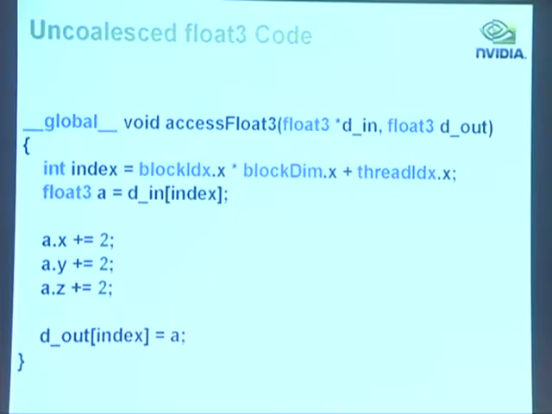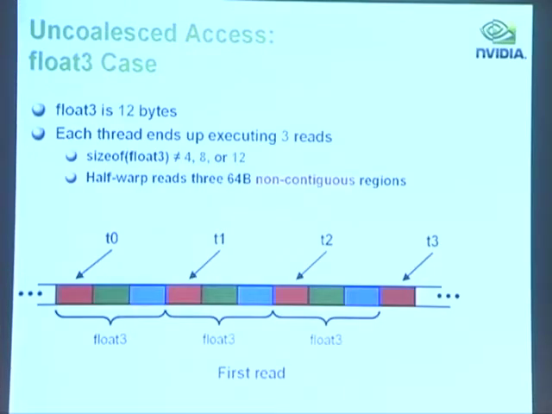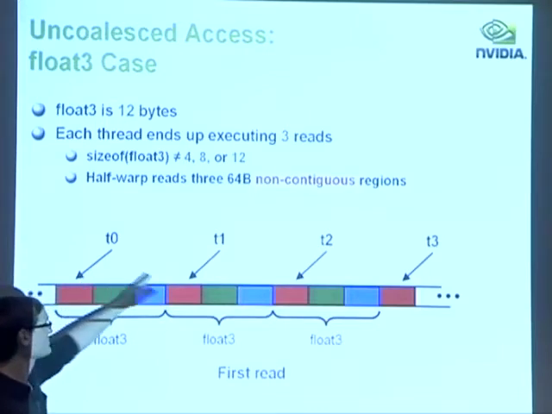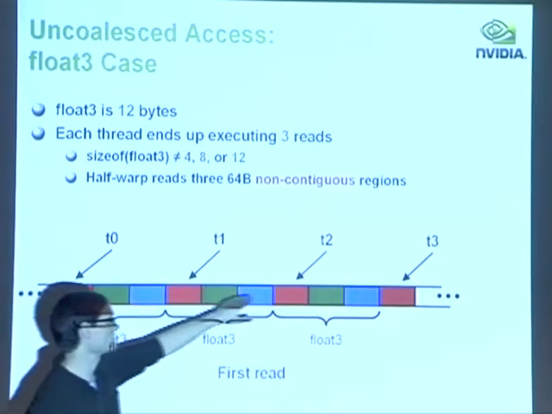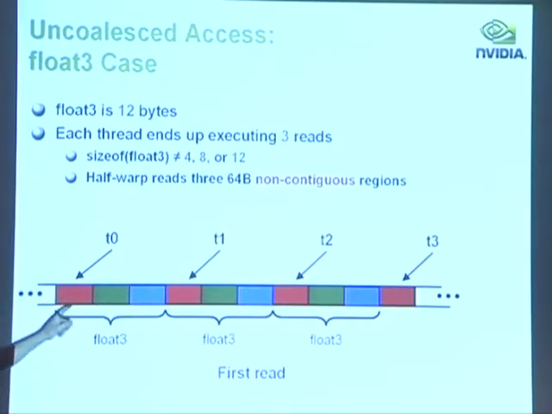So what's going to happen with that? Well, float3 is 12 bytes, so it's not a multiple of 64 bytes or 128 bytes for a whole half warp of accesses. This is going to be divided into three float accesses. First, all these red ones are going to be read: T0, T1, T2, T3 will all access these red cells, and then there'll be another load instruction that accesses the green ones, and then one for the blue ones. You can see that the stride between these is 12 bytes, so it's not sequential words, and it won't be coalesced.